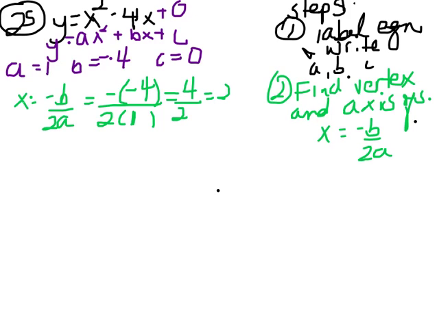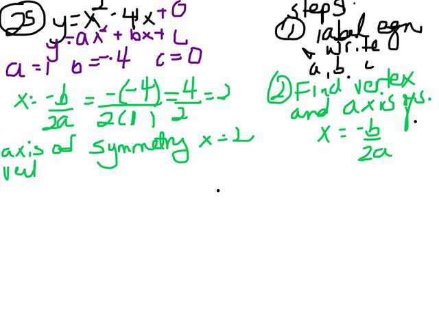All right, what does that tell me? It tells me my axis of symmetry is x equals 2. It's a vertical line through 2, and it tells me my vertex has an x value of 2. Now, if I want the y value, there's 2 things I can do.